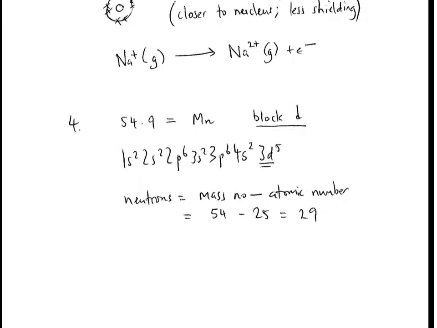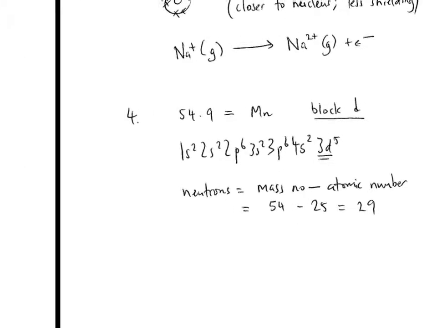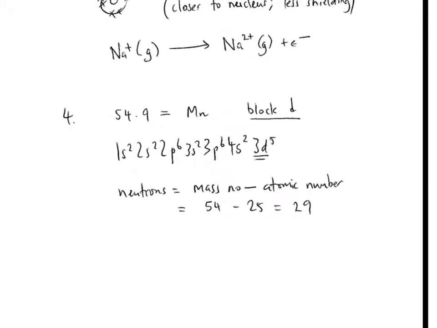And finally, number 4, element X has a relative atomic mass of 54.9. Identify the block to which the element X belongs. Well, 54.9 is manganese. That means it's in the D block. Give the electron configuration of manganese. 1s2, 2s2, 2p6, 3s2, 3p6, 4s2, 3d5.